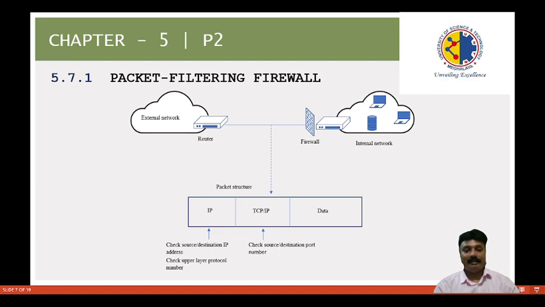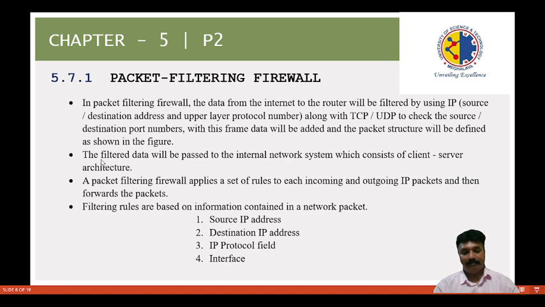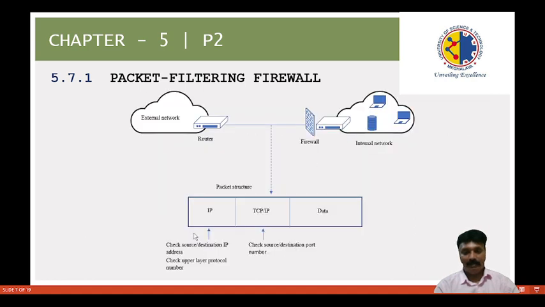So the packet filtering firewall. In this diagram we can see the structure of the packet which is going to this internal network. In the structure of this packet, the IP header will be there, source and destination IP address, and TCP/IP source and destination port number, then the actual data. Each and every packet structure will be like this.